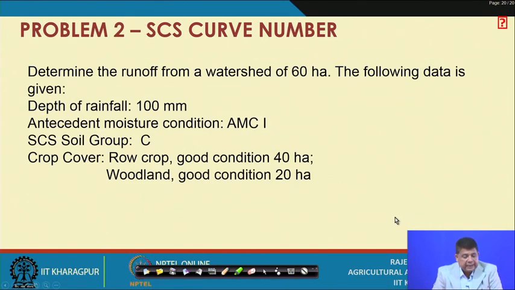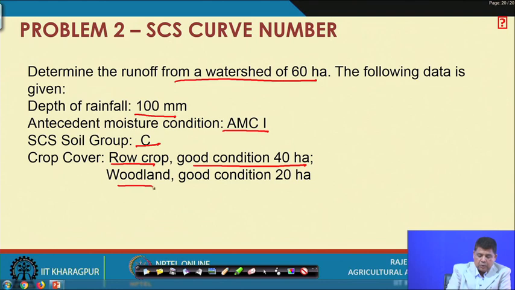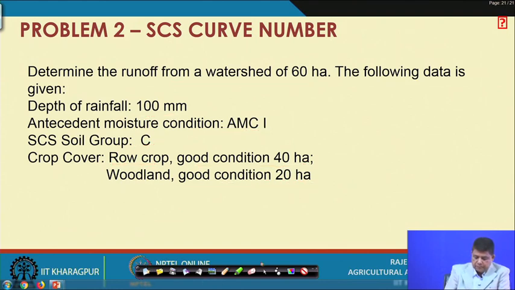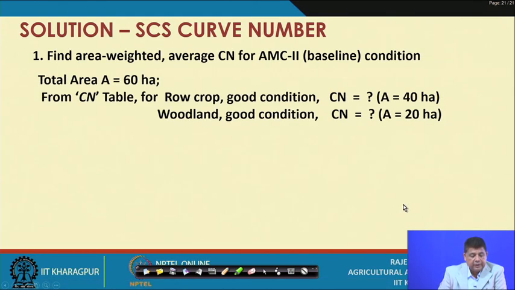We can also take another problem, SCS curve number, which says: determine the runoff from a watershed of 60 hectares. Data given is depth of rainfall 100 mm, antecedent moisture condition is AMC 1, soil group is C, crop cover is row crop, good condition, 40 hectares, woodland, good condition, 20 hectares. So, obviously, we have to follow the same steps.